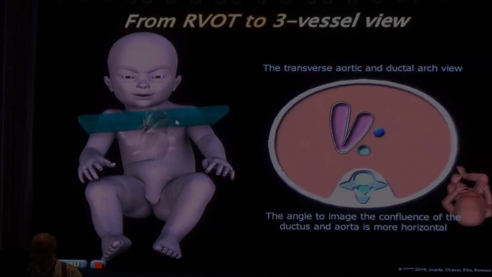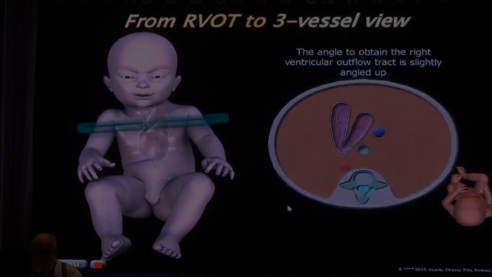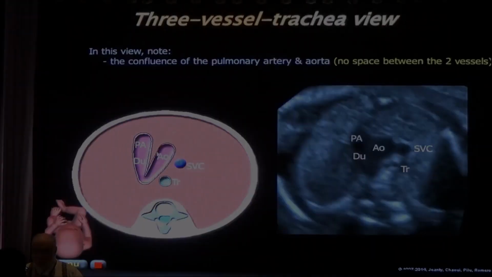Remember, I showed you that you can go from this view by changing a little bit to the double arched view over here, and you can see in this view you should have the two vessels the same size, and they all should go on the left side of the trachea. Here we have right mainstem bronchus, left mainstem bronchus.